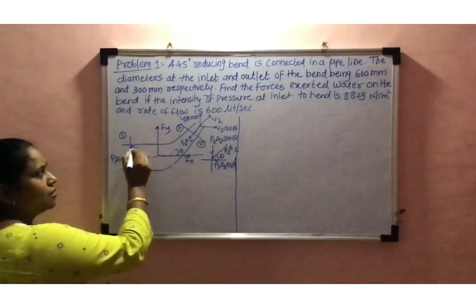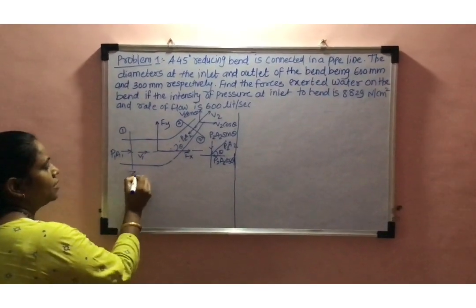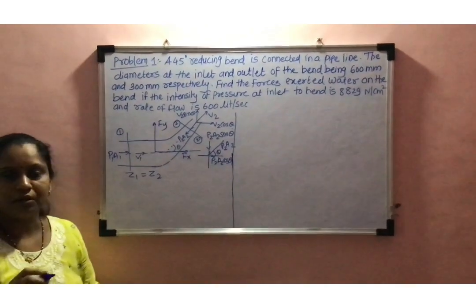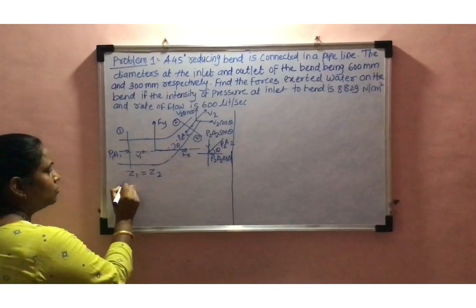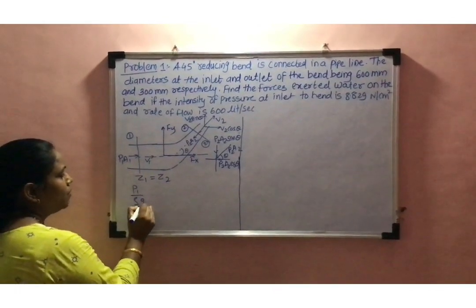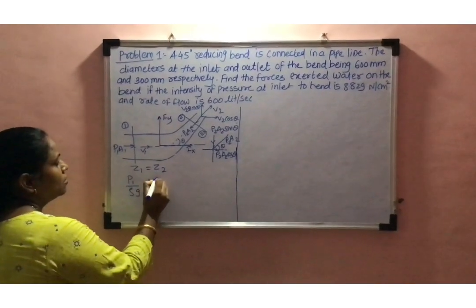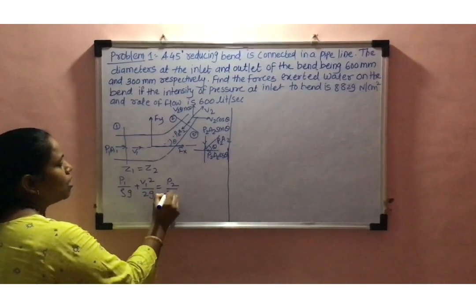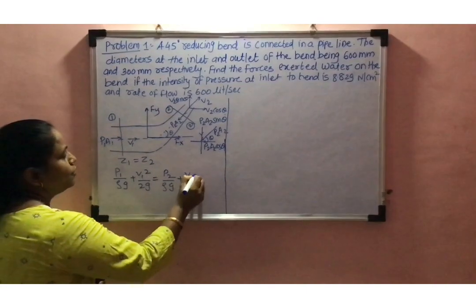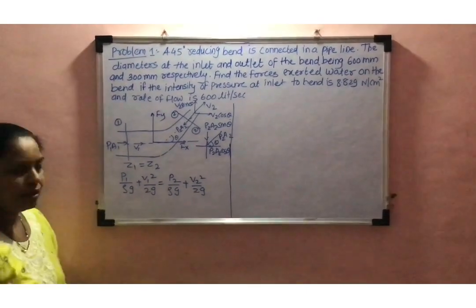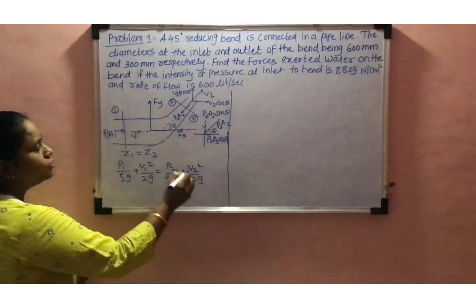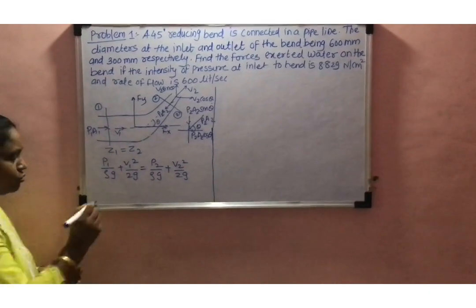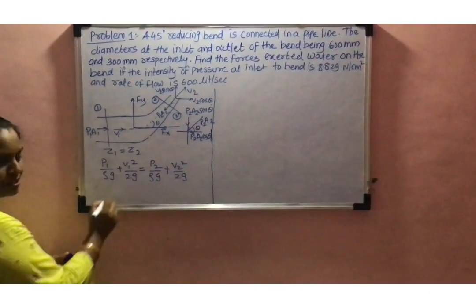As the pipe is horizontal, Z1 is equal to Z2, because the pipe being horizontal means the bottom line is the same. So now the equation becomes P1 upon rho g plus V1 square upon 2g, that should be equal to P2 upon rho g plus V2 square upon 2g. In this equation all values are known to us, only we have to find out the pressure at the outlet. So now keep the values in this equation.